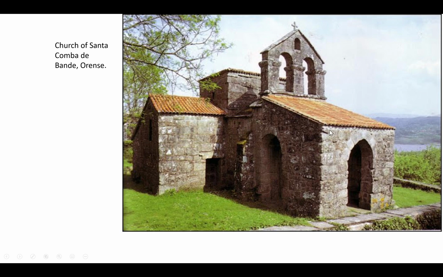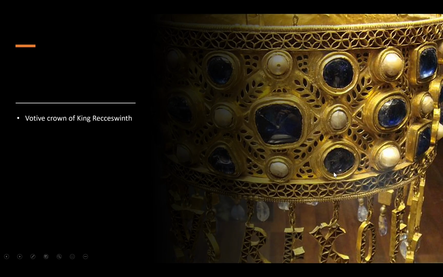Solid, small churches, nothing to do with Hagia Sophia, for example. These are small churches, many of them located in the countryside, with solid, big, very thick walls, and very few windows. So this is the typical Visigothic church, with this horseshoe arch that I told you before.